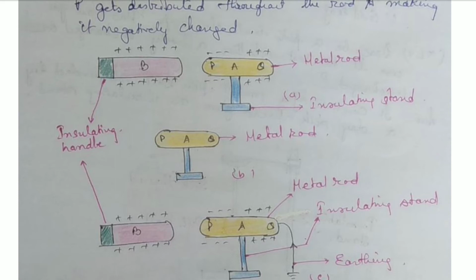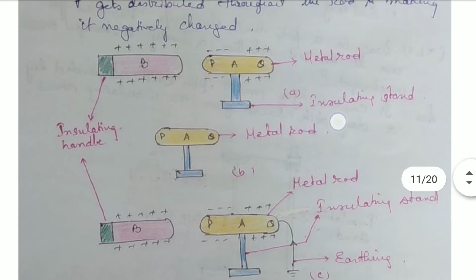The P end of the rod A gets negatively charged because the positive charge will attract the negative charge. This end will be negatively charged because it will attract the free electrons of the rod A towards the P end, and the Q end will be deficient of electrons and therefore becomes positively charged. Now, after we remove this glass rod B from the metal rod A, it will again become neutralized, that is, uncharged.